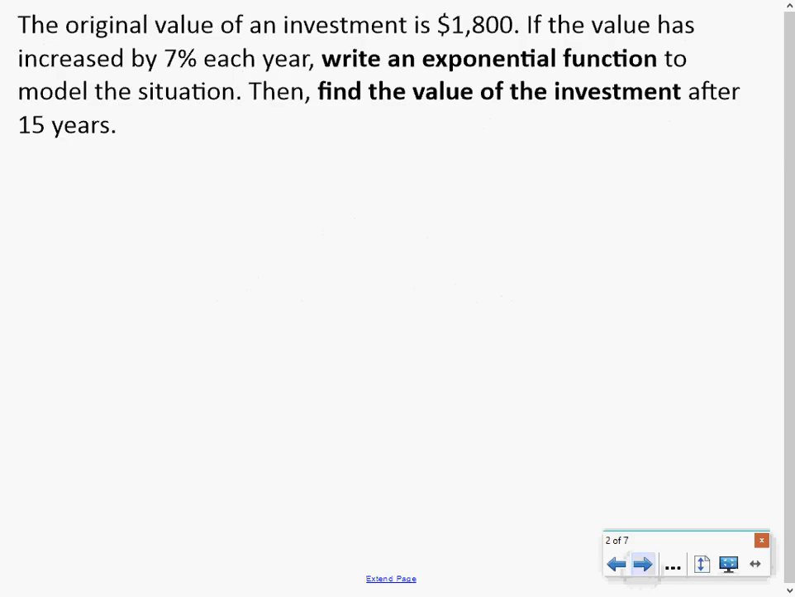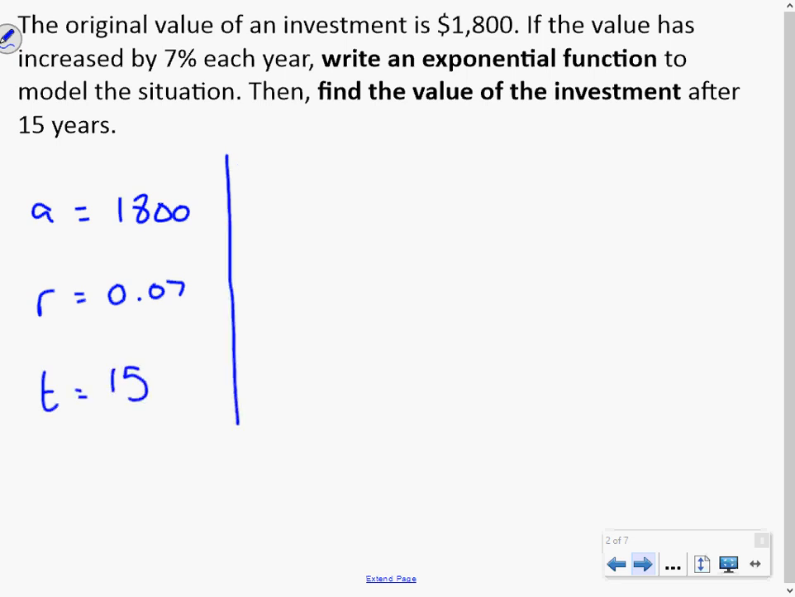So if we look at an example here, we see the original value of an investment is $1,800. I'm going to start by making a list of all of my variables, everything I'm going to plug into my formula. If the value has increased, so we're doing growth, by 7%, that means we're going to use 0.07 to represent that percentage. If you're not sure how to do that, you're really just dividing your percentage by 100 and using that decimal. Now we want to write an exponential function to model the situation and then find the value of the investment after 15 years. So that's our t value.